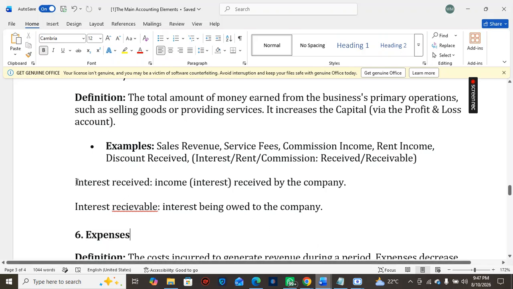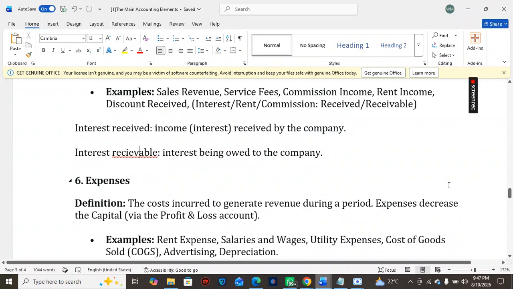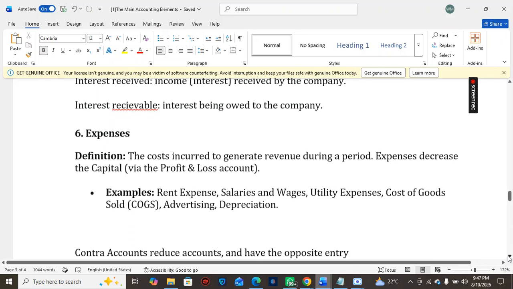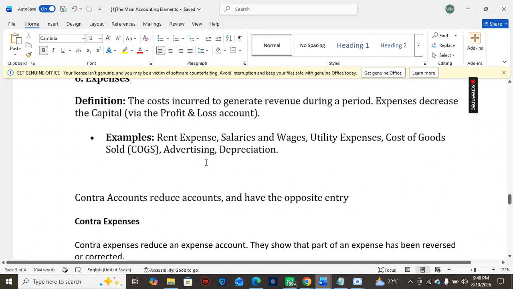But yes, that's how I need you to interpret these things. If you see the word received or receivable, just know this is income to the company. And sales revenue or service revenue, that is the main revenue, main income to the company. That's number five. Then number six is expenses. Again, expenses are self-explanatory. We all incur these every day.